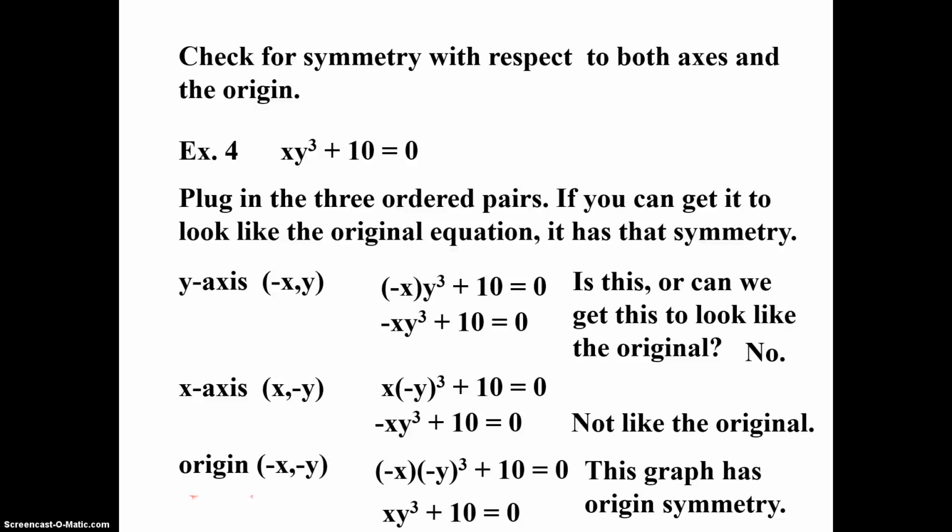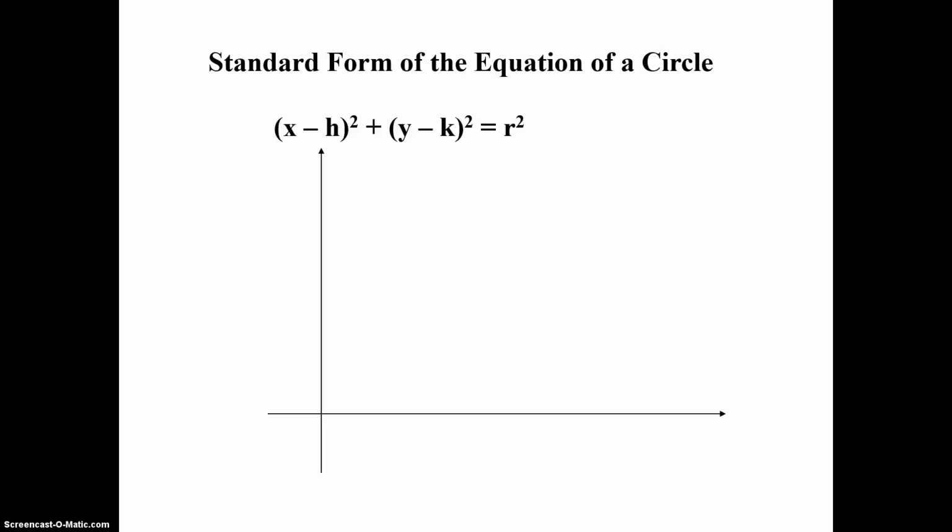Alright, moving on, the standard form of an equation. X minus h squared plus y minus k squared is equal to r squared. Please make sure you write that down.